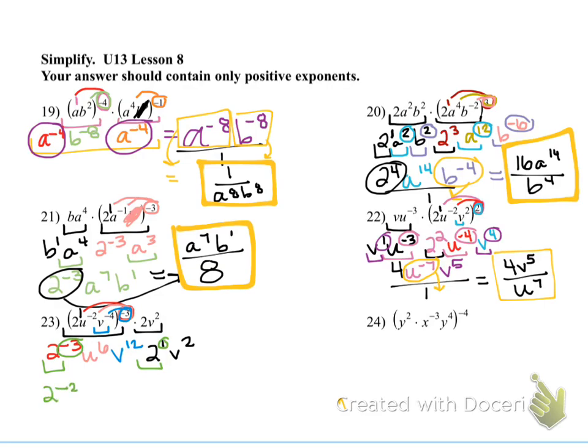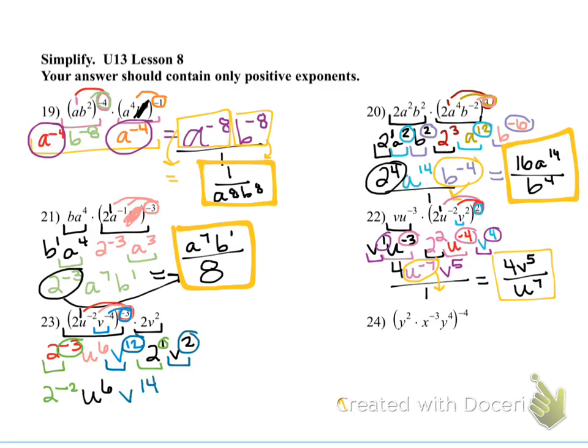Then I can look at my u's. Okay, my u's, there's nothing else to simplify, so let's just go ahead and bring it down. So I've got u to the 6th. And then lastly, let's take a look at v. So for v, I've got 12, and I've got 2. So 12 plus 2 gives me v to the 14th.